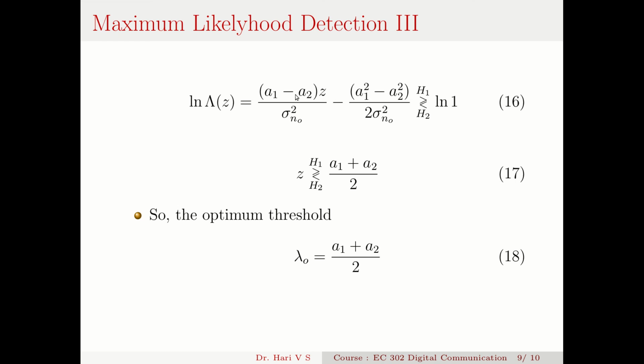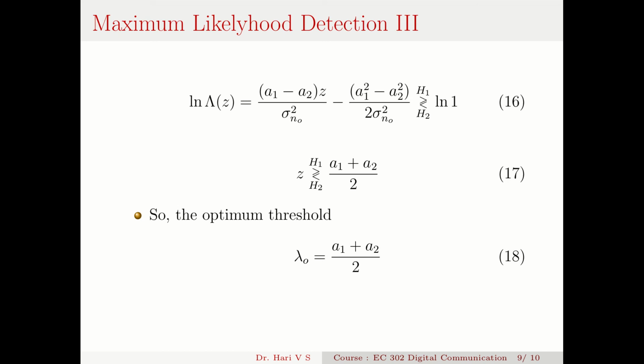So I can cancel off this sigma n square, and a1 minus a2 I can cancel off. So what comes here is z greater than or equal to a1 plus a2 by 2. So if z is greater than a1 plus a2 by 2, I take the hypothesis h1. If it is less than a1 plus a2 by 2, I take the hypothesis h2. So the optimum threshold in this case is lambda 0, that is a1 plus a2 by 2, the average of the means of s1(t) and s2(t). This optimum threshold is midway between the means of s1(t) and s2(t).